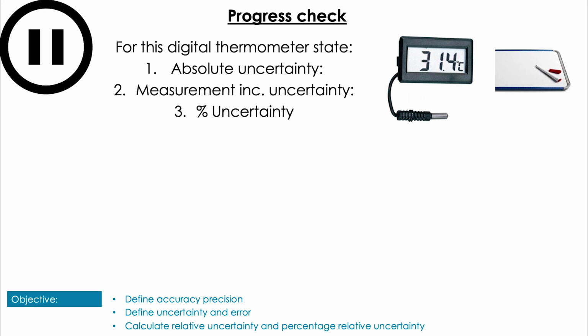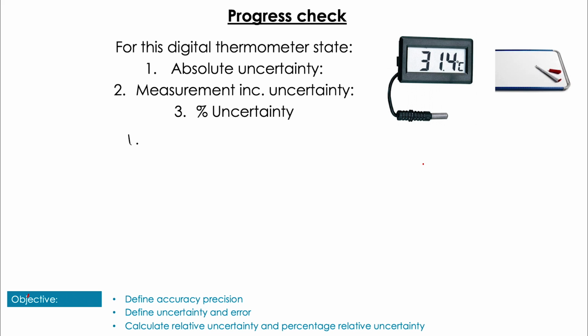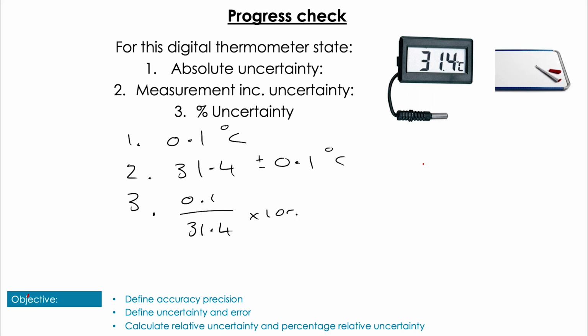Pop 'em up! So as we can see, the smallest increment is 0.1 degrees, so we can quote that as 31.4 plus or minus 0.1. And when we do absolute over the measurement multiplied by 100, we're going to get our percentage uncertainty.